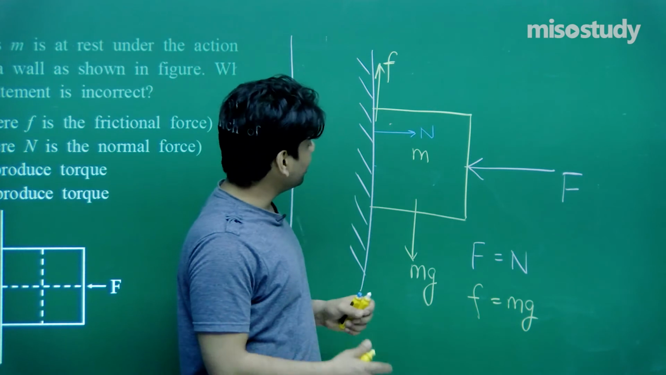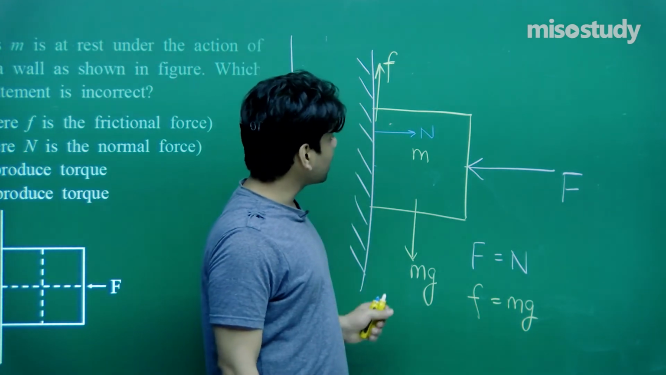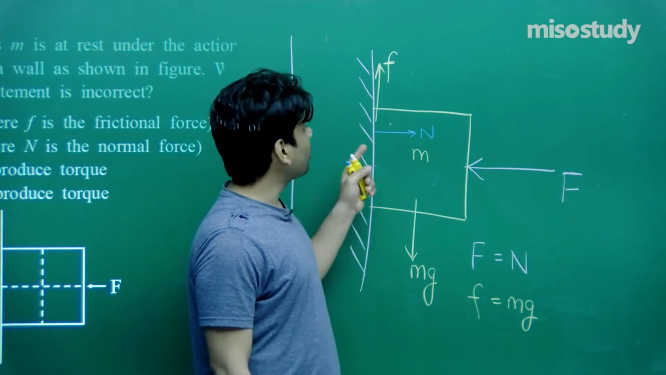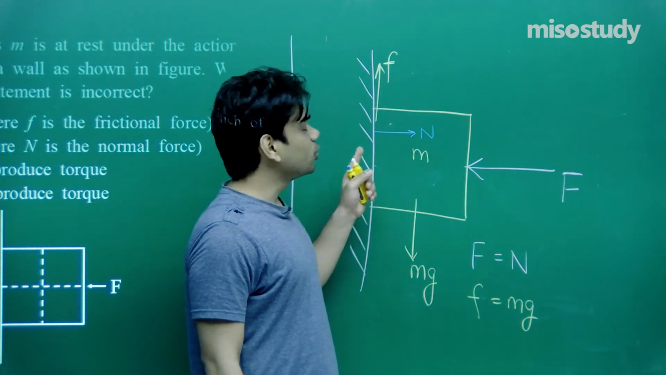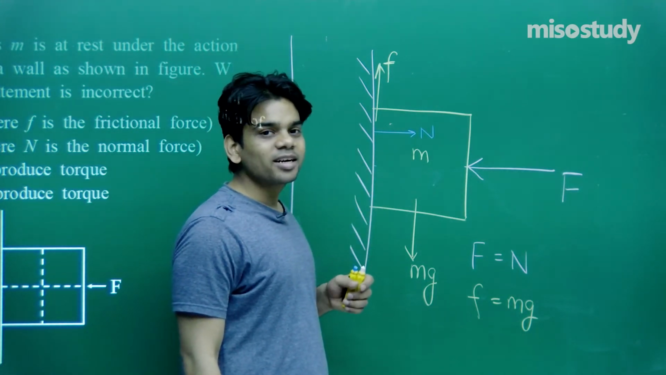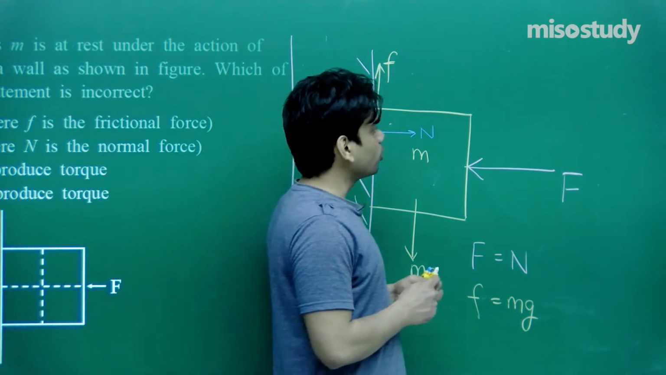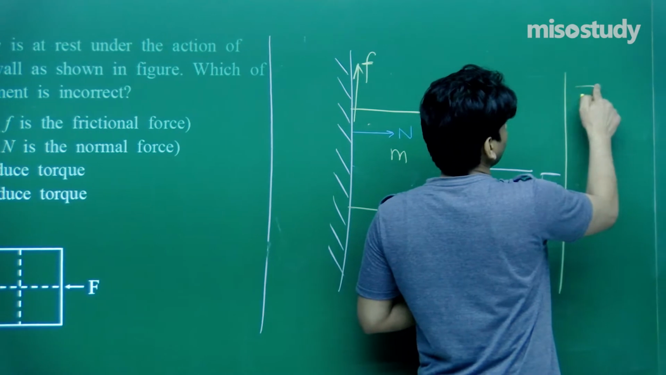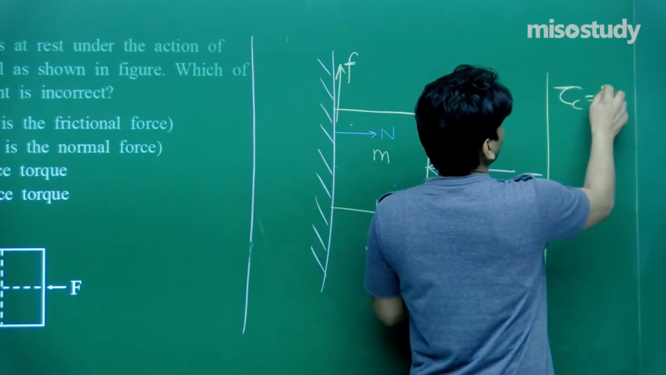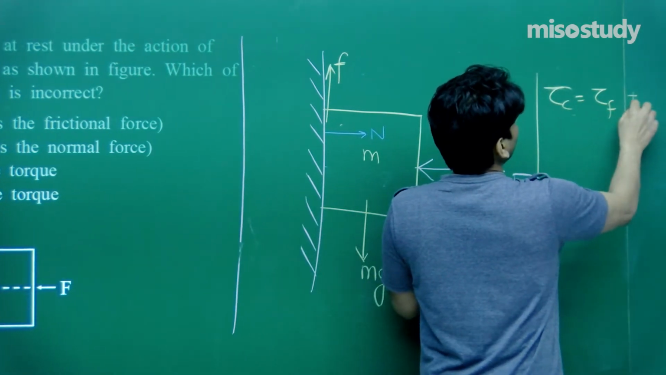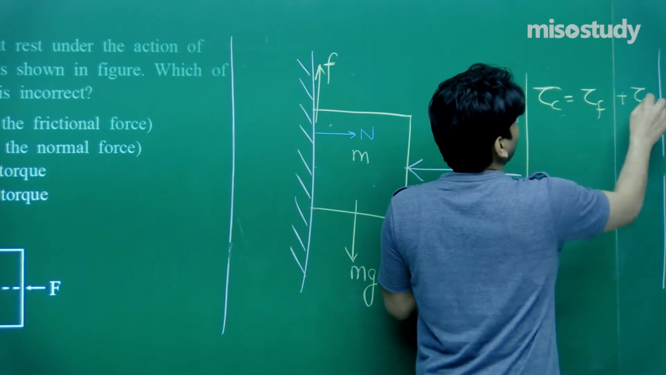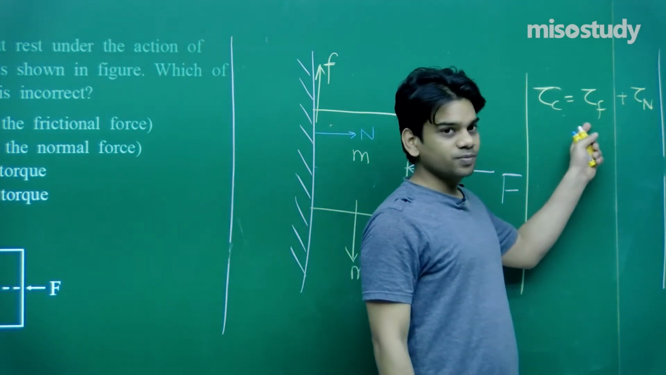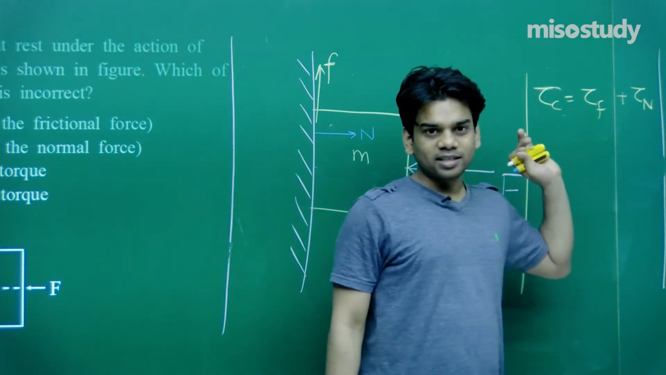That will be due to frictional force and normal reaction. Try to understand the torque about the center of mass, that will be due to frictional force and due to normal reaction. So what I'm going to do, I'm going to mark net torque. Torque about center of mass will be equal to torque due to frictional force plus torque due to normal reaction. That means there's a torque due to frictional force. There's a torque due to normal reaction.